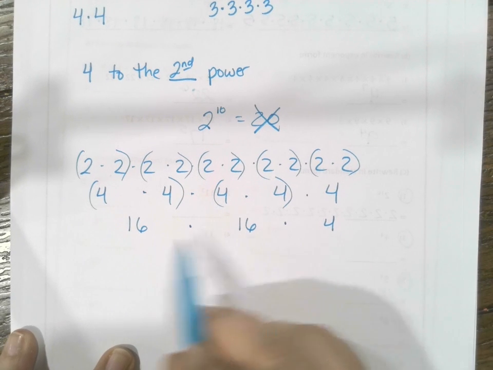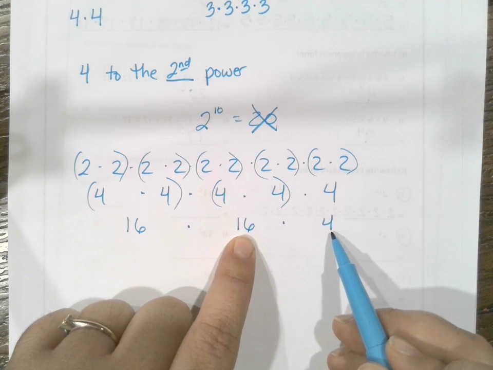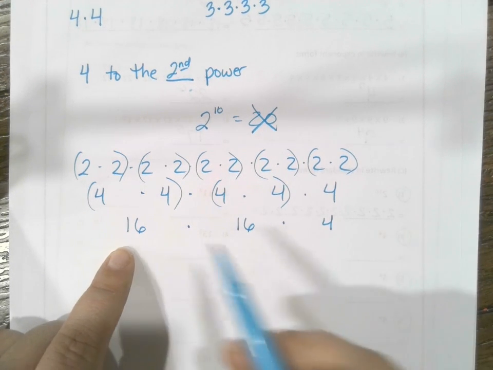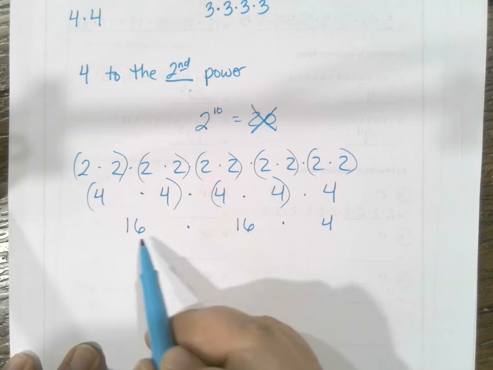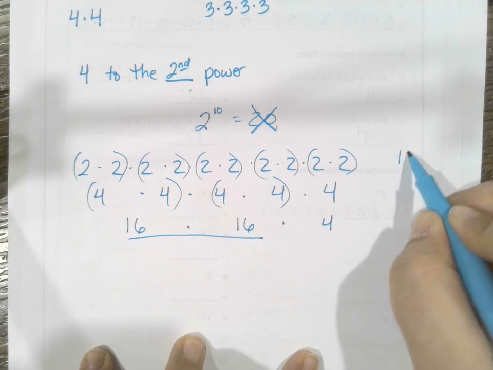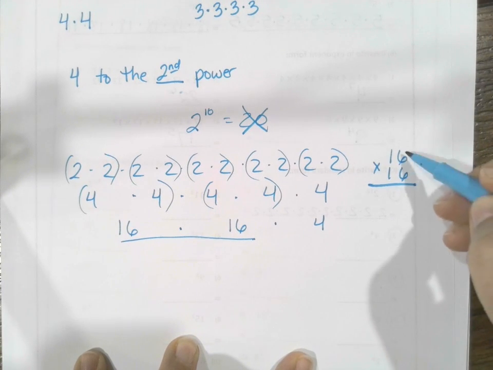Okay, so at this point you can choose how you multiply it. If you want to do 16 and 4 first and then multiply it by 16, you can. I'm going to do my big numbers first and then multiply it by a smaller number. So I'm going to do these first. 16 times 16. So here we get 36.